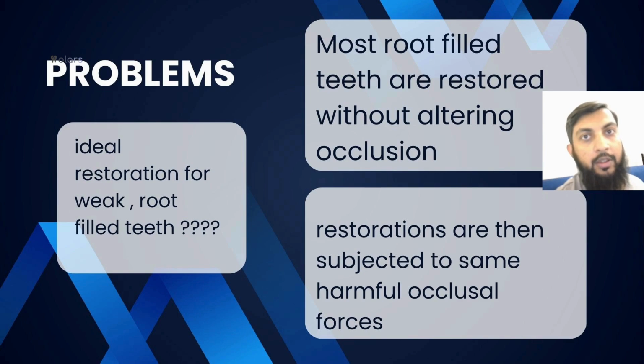In the introduction of this article, they have discussed three problems. First problem is that there is no consensus on permanent restoration of the root canal treated teeth. Another problem is that these root canal treated teeth are restored according to their existing occlusion. And this existing occlusion is the main culprit, which is causing the damage to the tooth, resulting in pulp exposure or carious pulp exposure or fractures of the tooth and requiring root canal treatment.